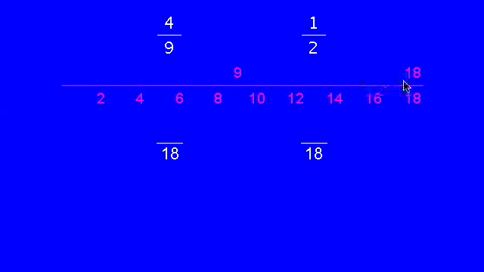So if you start with the larger one, look for the multiples of that and see which one of those matches the lower one.